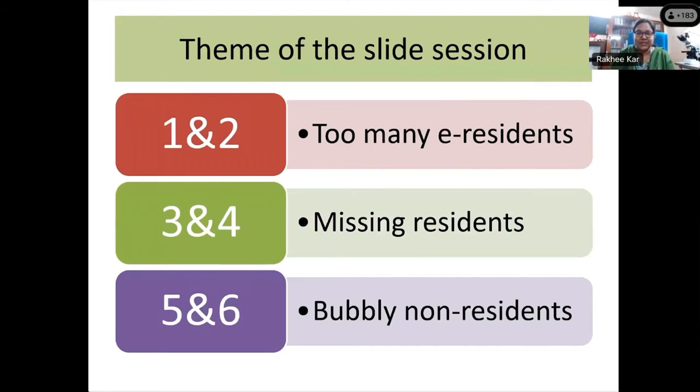So with this, I hand over to Basu sir because he is traveling. And after that, I will take up cases 1, 2, and 3 after he finishes 4, 5, and 6.